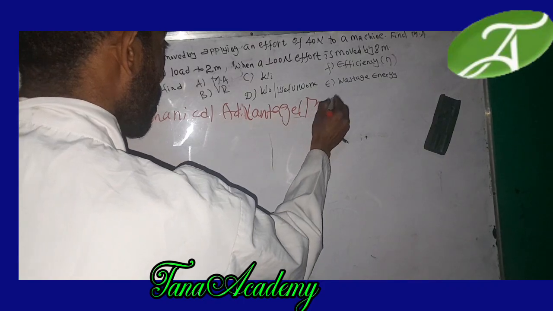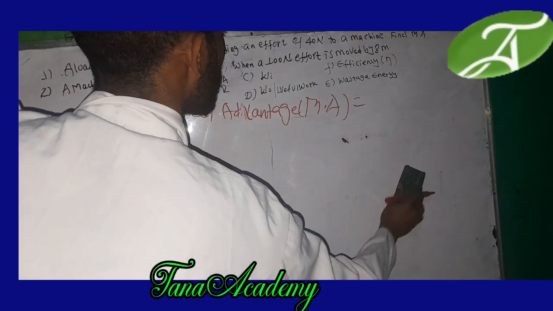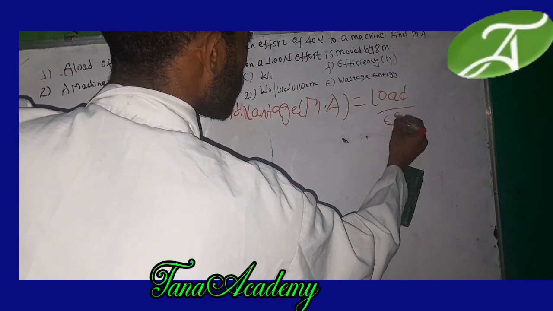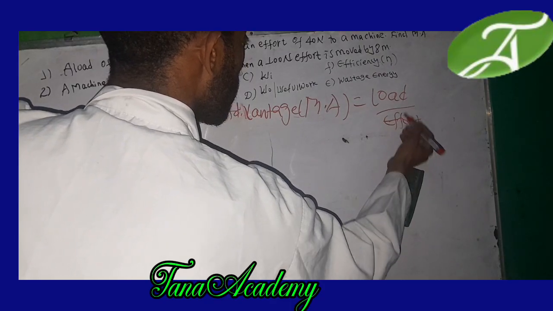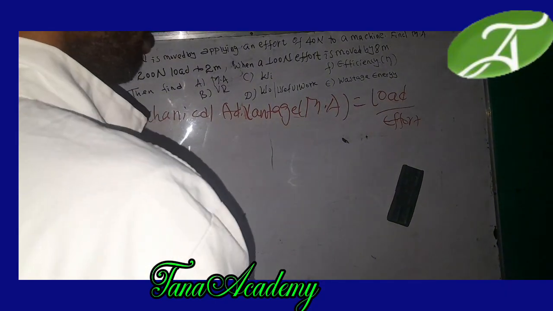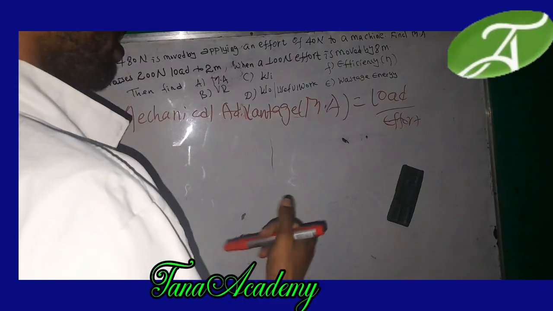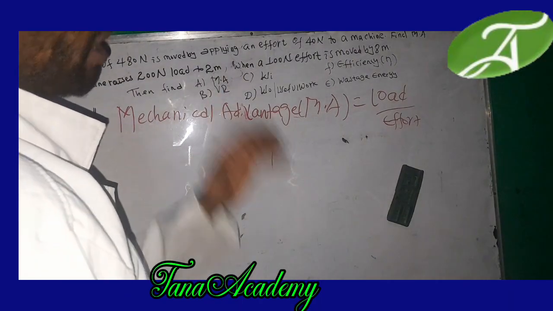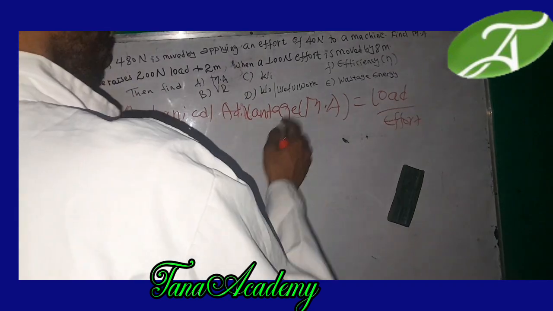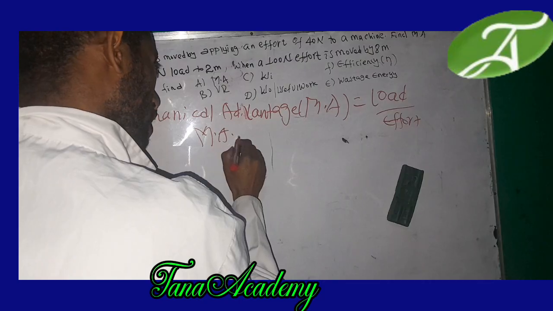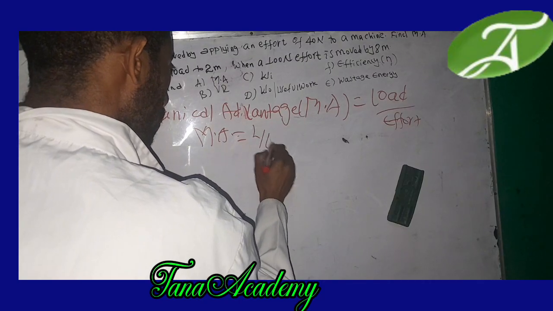MA is equal to load force over effort force. Effort force is the force we exert on the machine. Load is the machine's force, which is the output force. Mechanical advantage is the advantage you get from a simple machine. Therefore, MA or mechanical advantage is equal to load over effort.